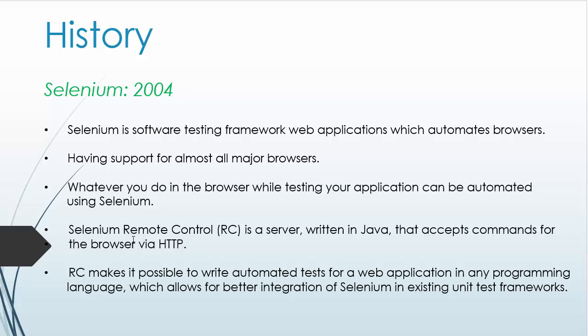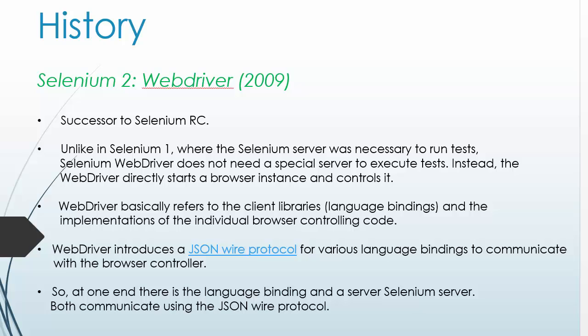There was a server written in Java that accepts commands from the browser via HTTP calls. So suppose we click or do anything there, it will go through the server and then do some operations. So Selenium Remote Control was server based. It was overall supported by Ruby, Python, Java and all the major languages. After Selenium 1, Selenium 2 was introduced in 2009, which is also known as WebDriver. It was the successor of Selenium RC.